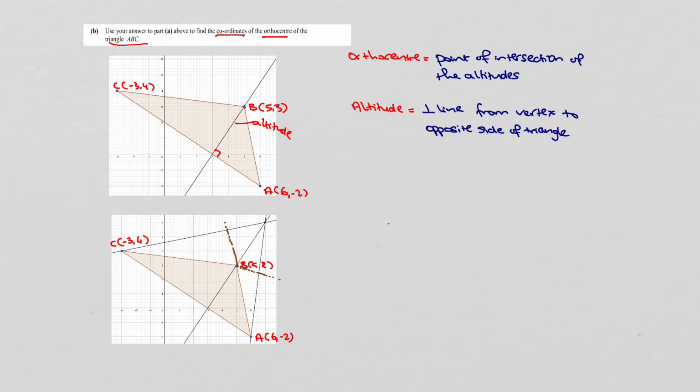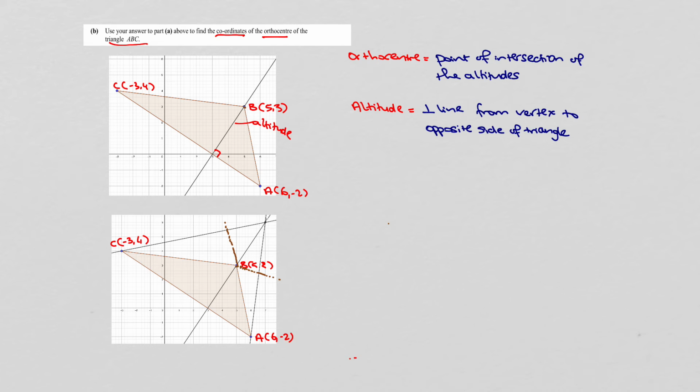So if we look at getting the altitude from A to BC, what we'd find is that the perpendicular line actually falls outside of the triangle. So we'd have to extend that line across to do that. And same with the altitude from C to the side AB. We would have to extend that line to find that point of that perpendicular line.